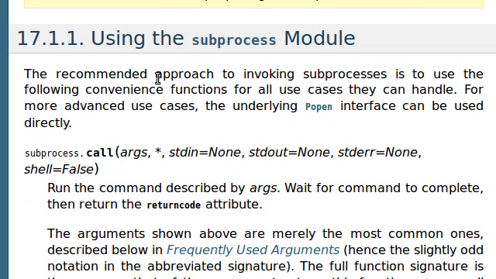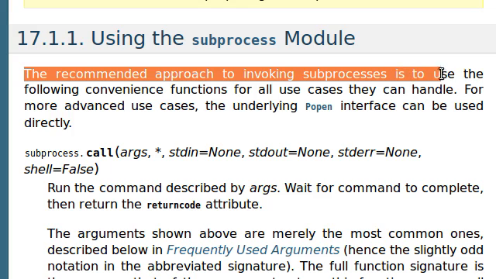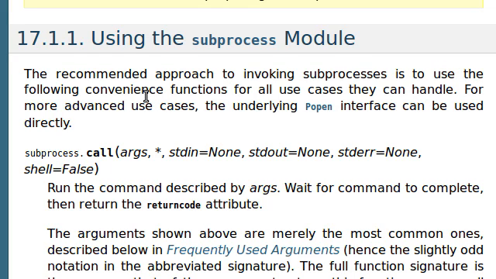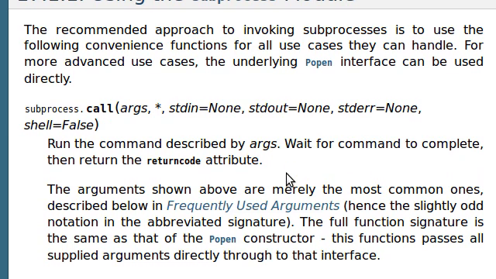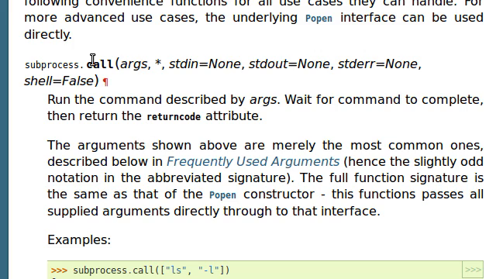When we're using the subprocess module, we have to keep in mind that the recommended approach to invoking subprocesses is to use the following convenience functions for all the cases that they can handle. For more advanced uses, there is the underlying Popen interface and constructor that allows you to really manipulate the standard input, standard output, and other pipes. But anyway, the first function that I want to take a look at in this series is call.